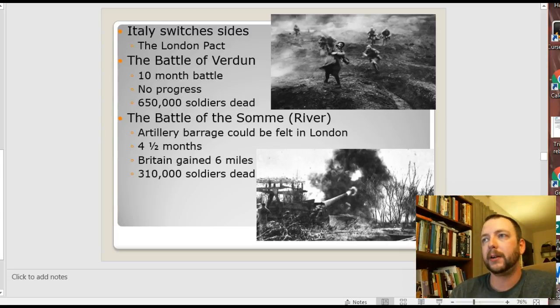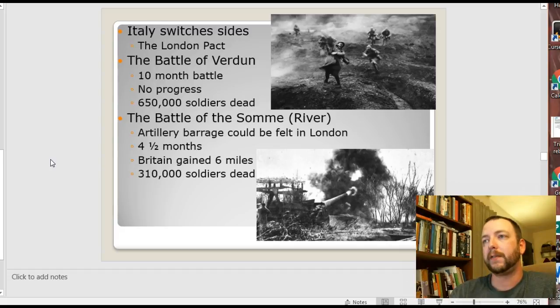The next big battle here is the Battle of the Somme. It's named after the Somme River in northern France. What's significant here is it's a huge battle, and there starts an artillery barrage, and we have an example here of what would be barraging the enemy. It could be felt as far away as London. So from mainland France, you could hear the artillery, feel the artillery in the ground as far away as London.